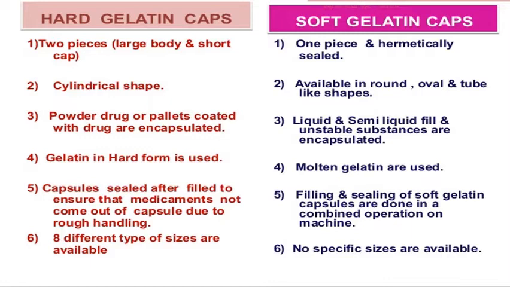There are 8 different types of sizes available in form of hard gelatin capsules, starting from 000, which is the largest size, followed by 00, 0, 1, 2, 3, 4 and 5, 5 being the smallest size. And in case of soft gelatin capsules, there is no specific size available. They are available in variety of sizes.